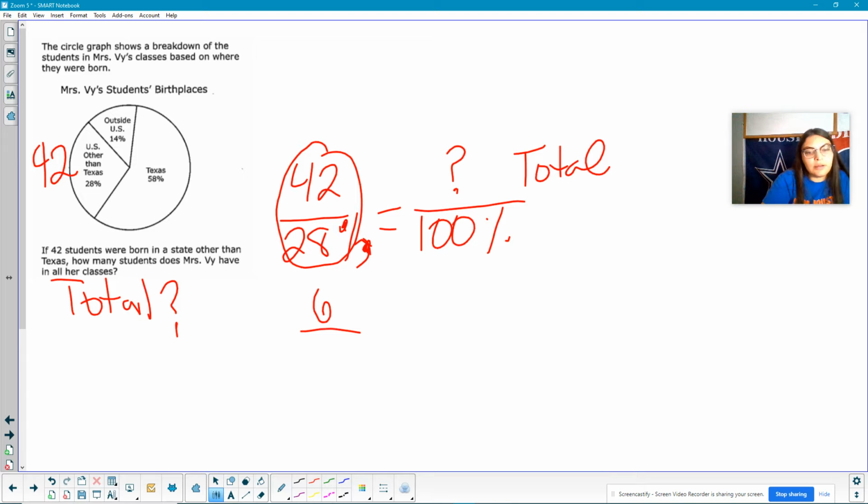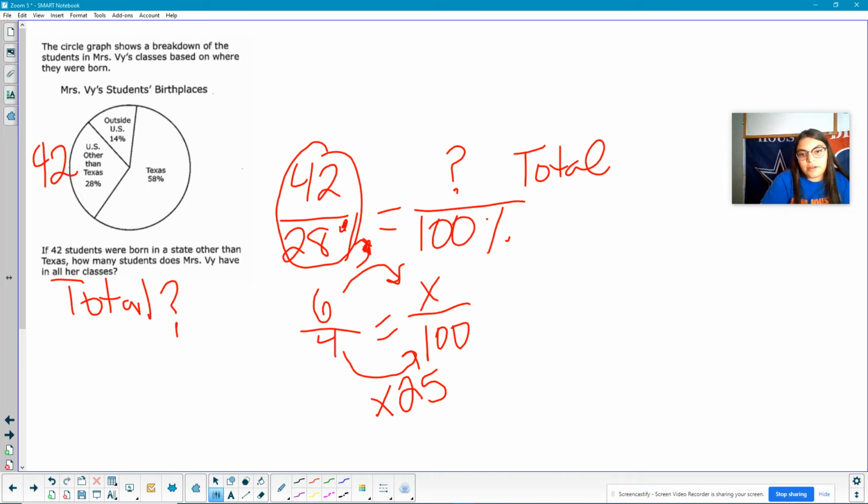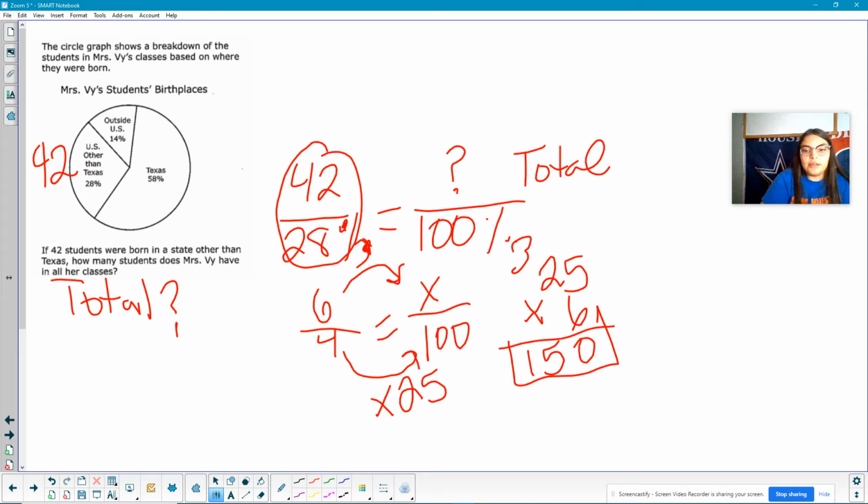6 over 25 divided by 7, 6 over 4 is equal to x over 100. I see a scale factor of times 25. Same thing for the top. I'm going to do 25 times 6, which is 12, 13, 14, 15. So there is 150 students in her class. That is ridiculous. Way too many kids.